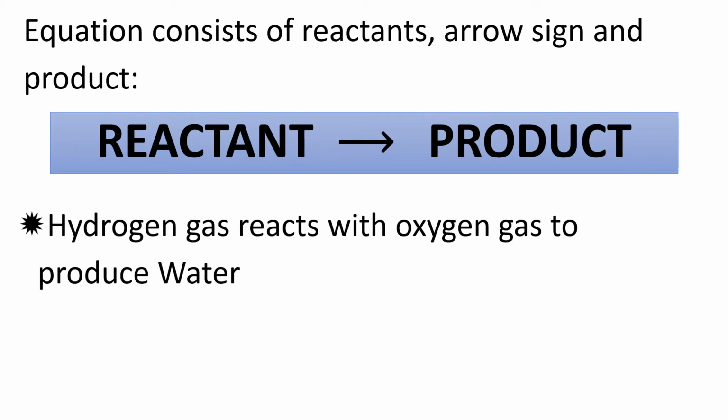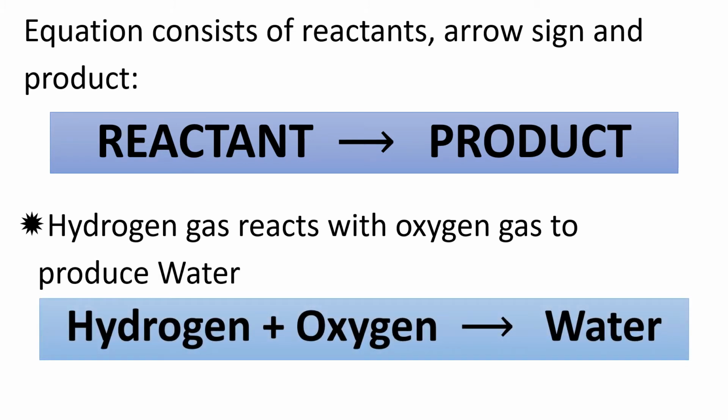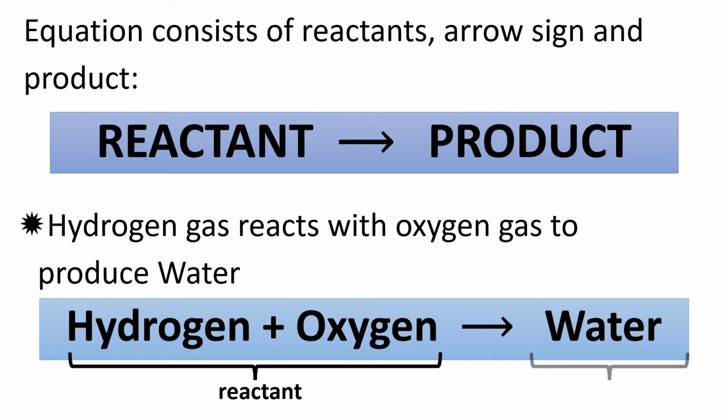For example, hydrogen gas reacts with oxygen gas to produce water. So from this sentence, we can change it into a word equation. Here, hydrogen and oxygen are the reactants, and water is the product. So the word equation will be hydrogen plus oxygen will give us water.